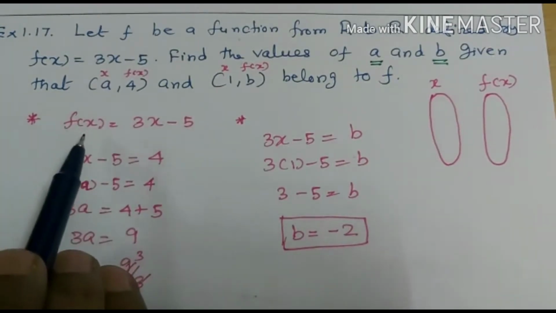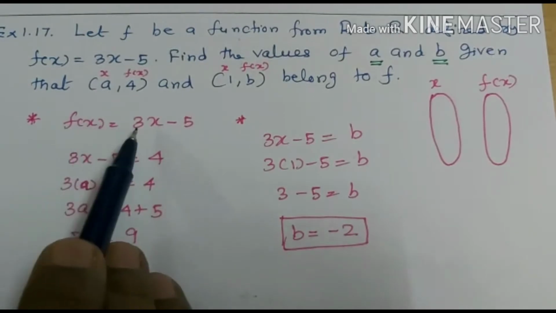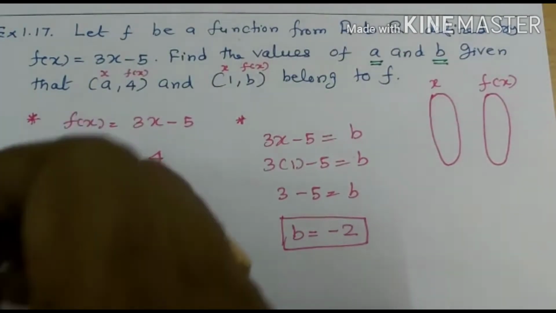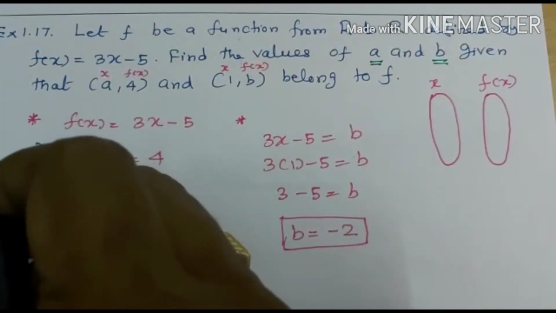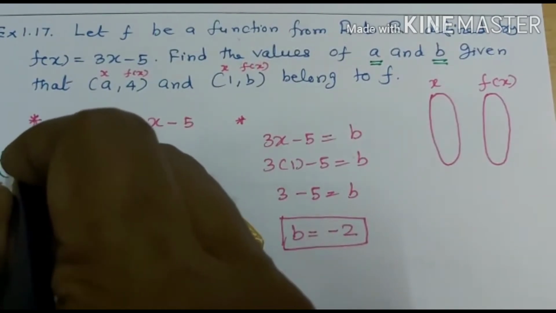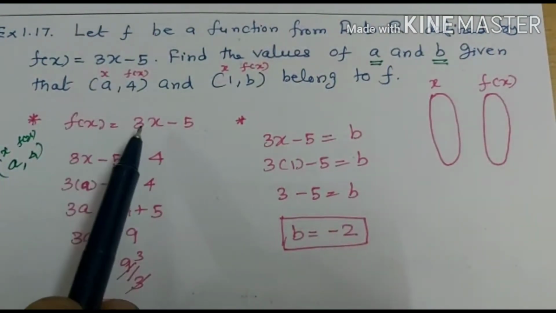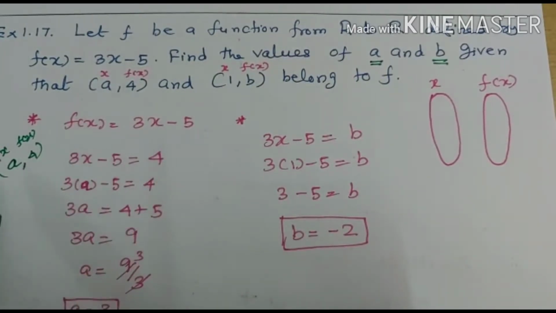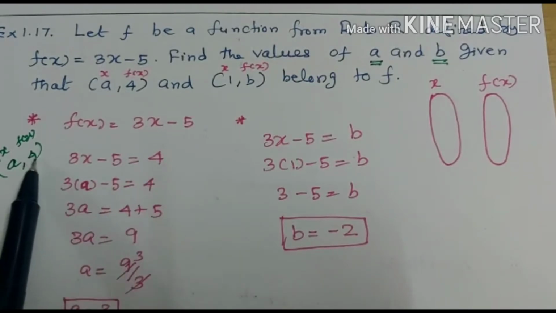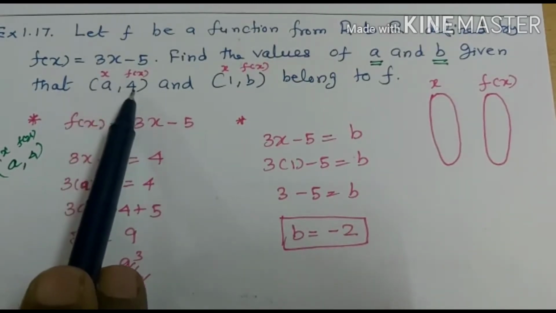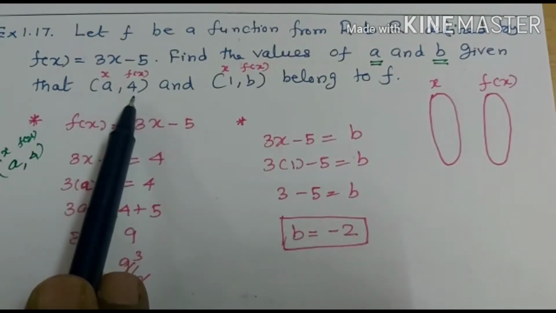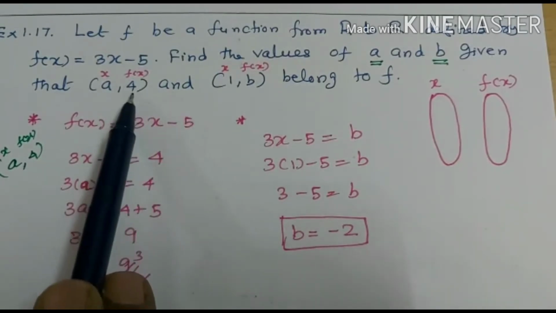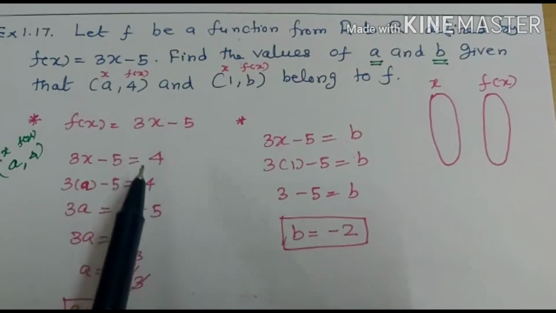Now f of x, what is the formula given in the sum? f of x is 3x minus 5. So take the first one, (a, 4). The first, a, is x, and 4 is f of x. So f of x means 3x minus 5, so 3x minus 5 equals f of x, which equals 4. In this sum, this is x, this is f of x. So the formula is equal to 4.